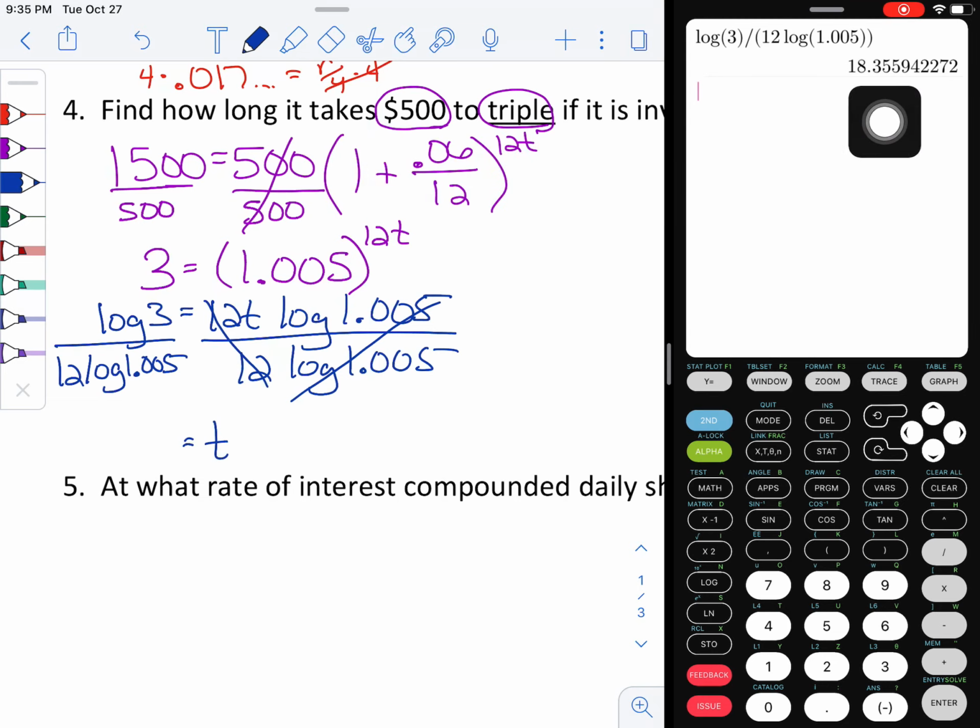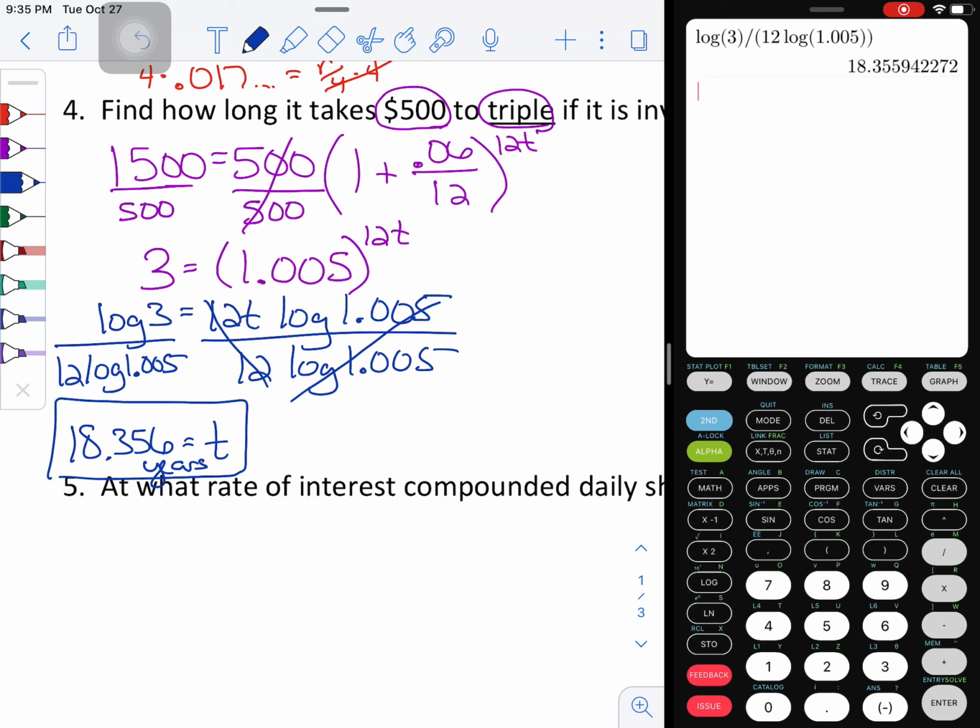However, this is actually more reasonable. This is approximately 18.356 years. That actually makes a little bit more sense when you look at the fact that you're only compounding it monthly and you're only dealing with 6% interest. So yeah, it takes a little bit of time.